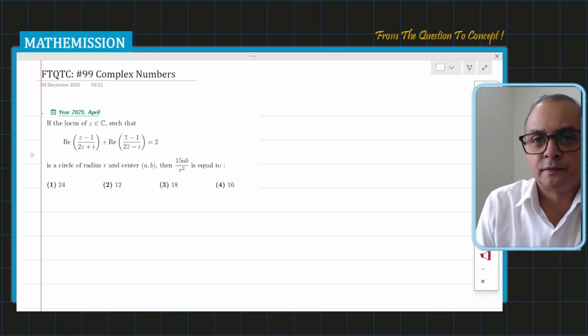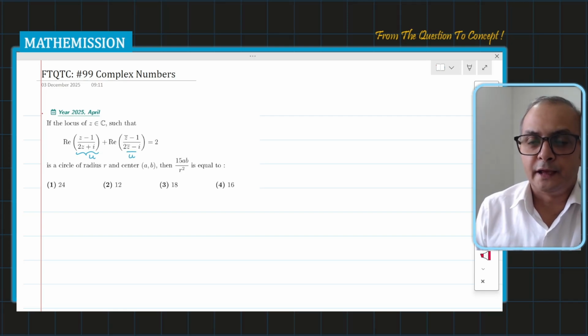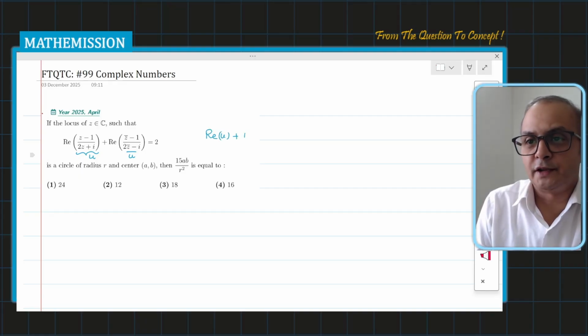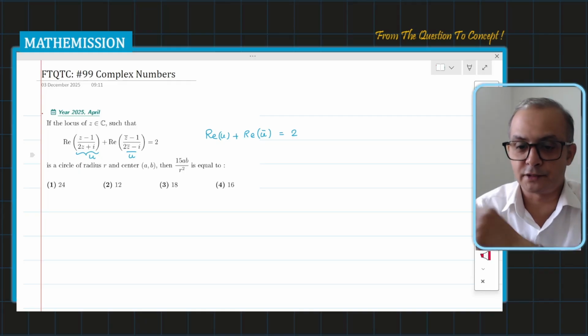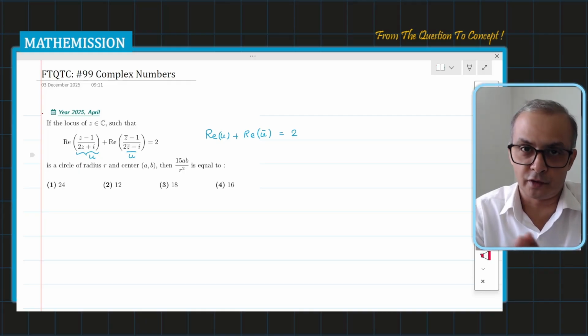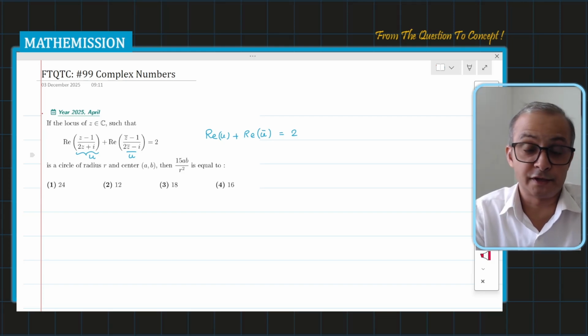Suppose I'm assuming this as u. You can notice that this is u bar, u conjugate. It means they're asking only for the real part of u plus the real part of u conjugate, and that sum is 2. It simply means that we have to add the real parts of the complex number and its conjugate, and the sum is 2.